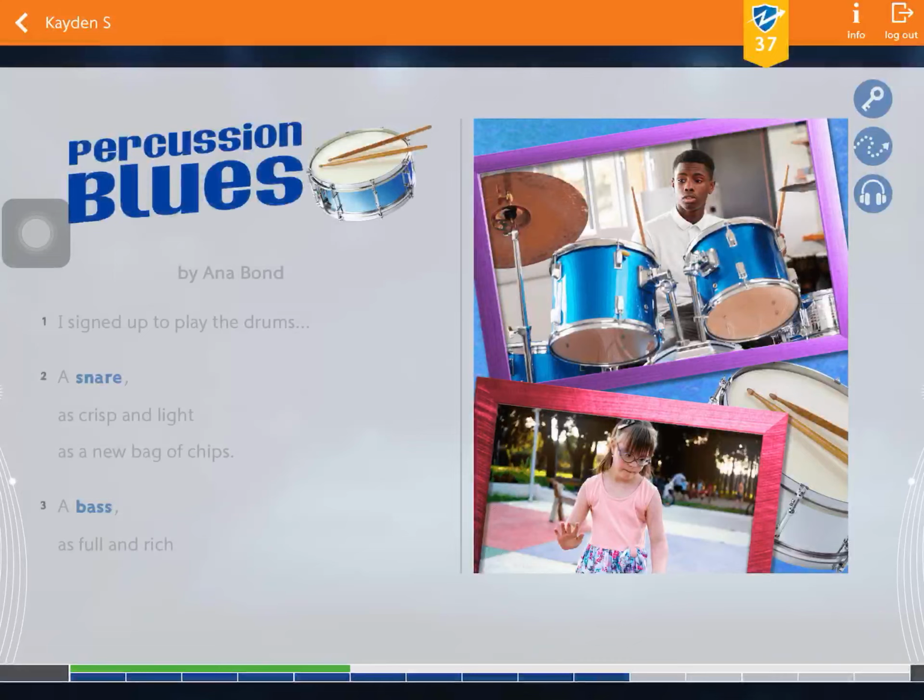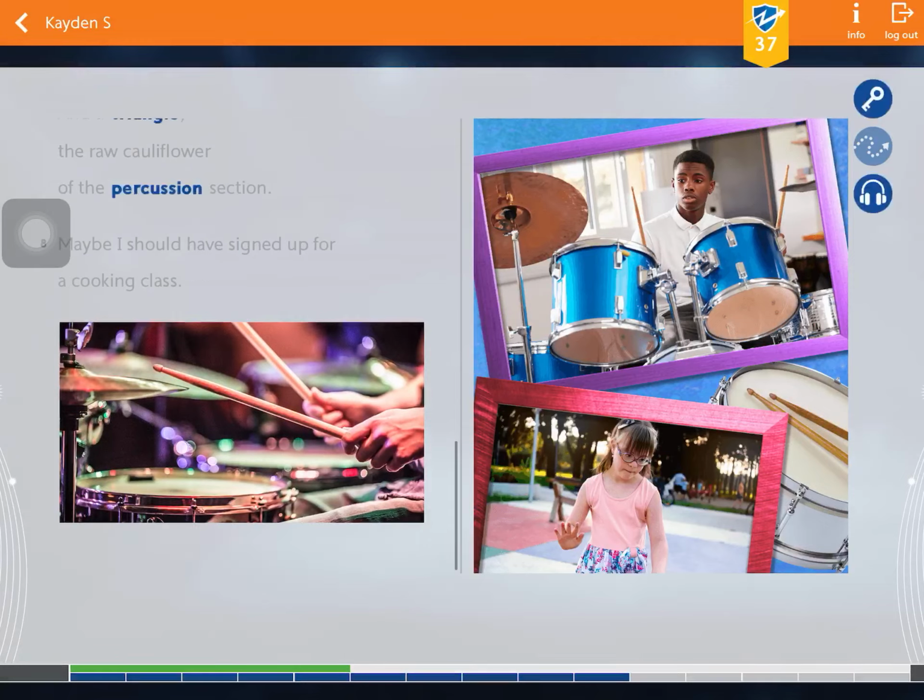Before you read the second poem, preview the text by selecting the bold blue words to hear their definitions. In this text, there are 7 clickable words.